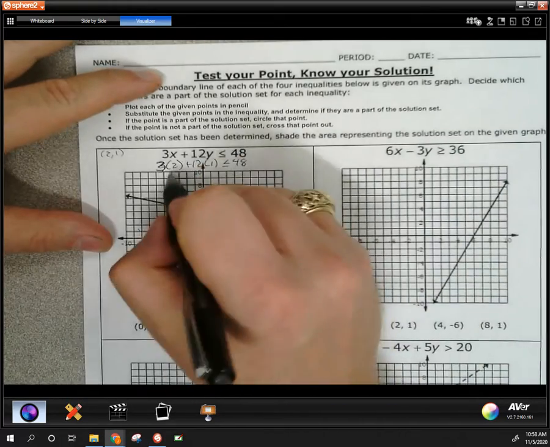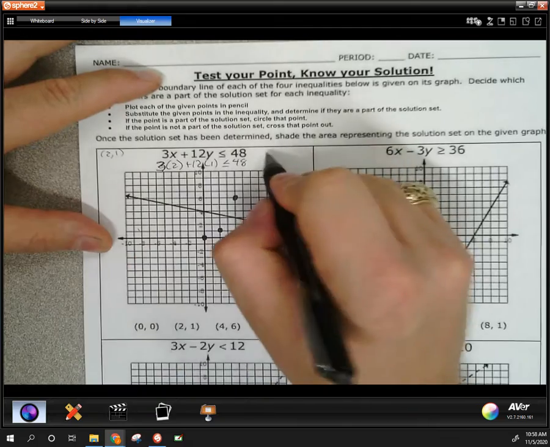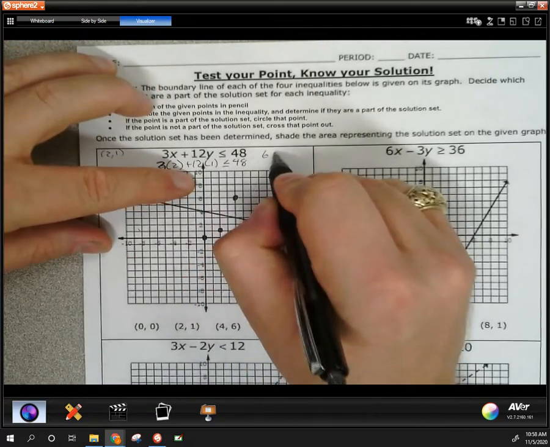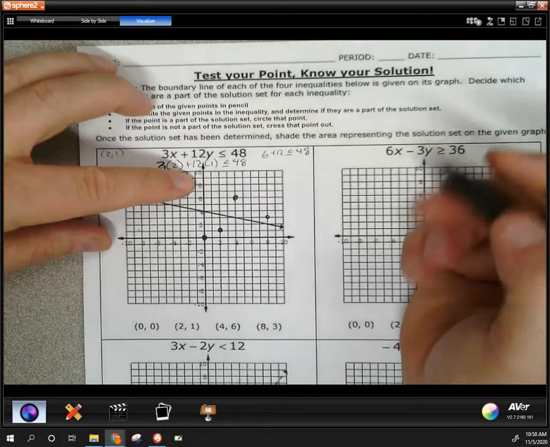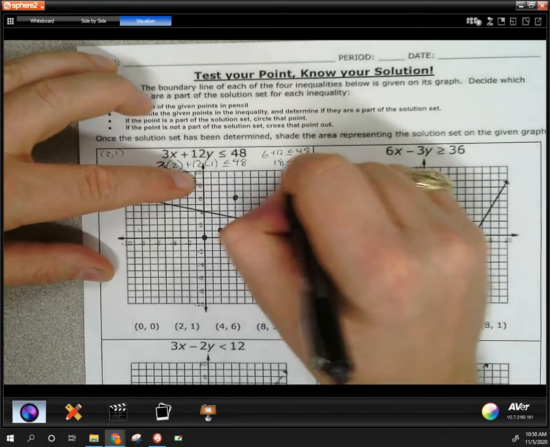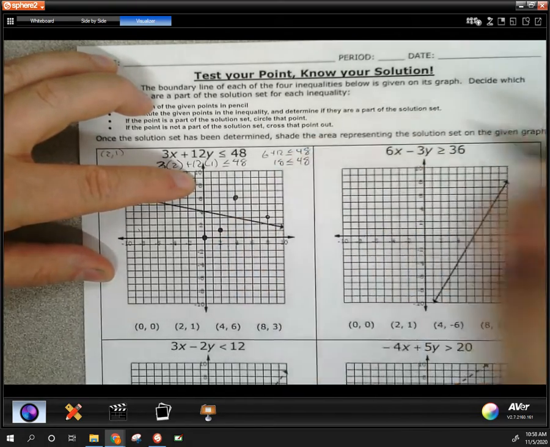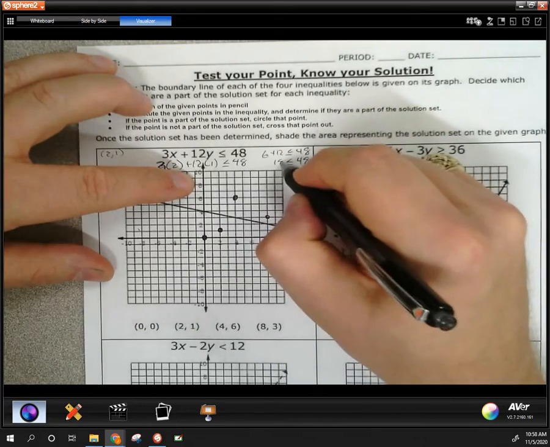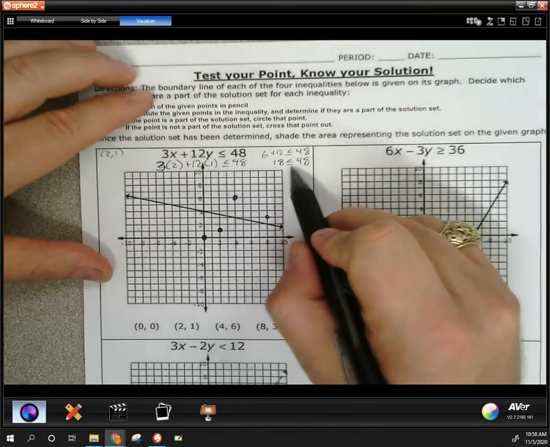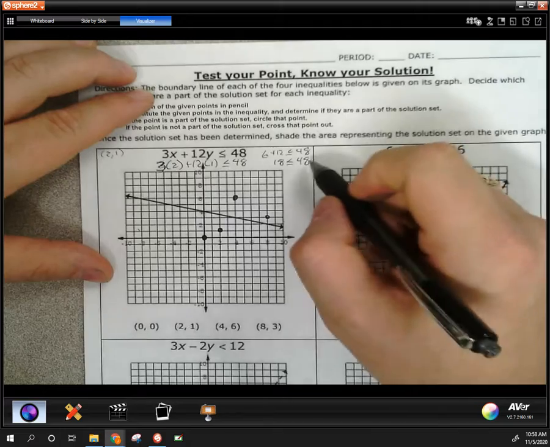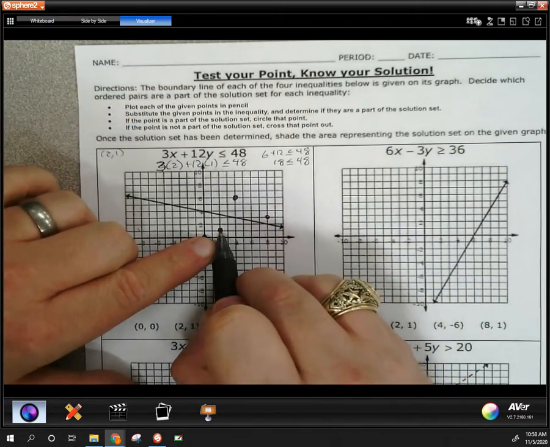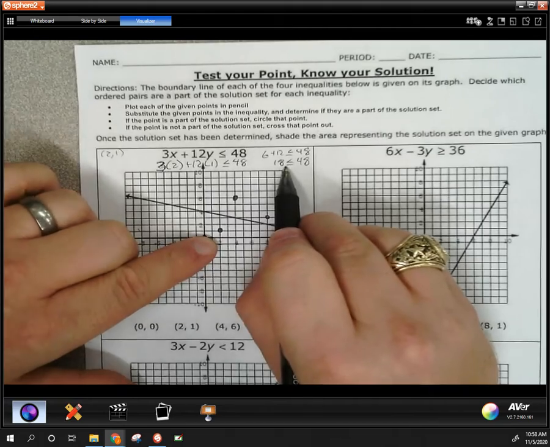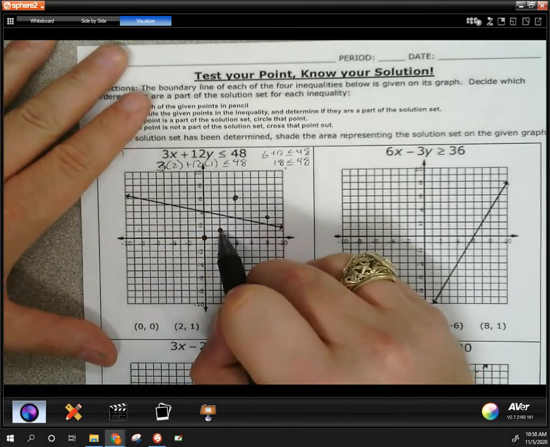Now we work that out. We get 6 plus 12 is less than or equal to 48. 6 plus 12 is 18, less than or equal to 48. Now, is 18 less than or equal to 48? Yes, it's less than. So that is true. So this is the point we just plugged in. That gave me back a true statement. So that means this is part of the solution set.